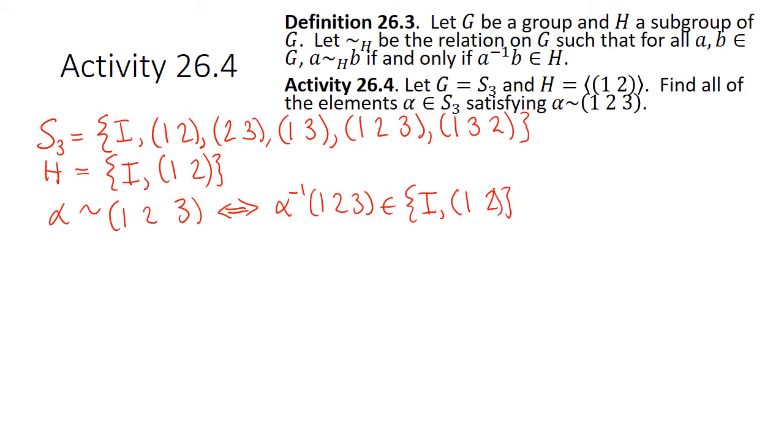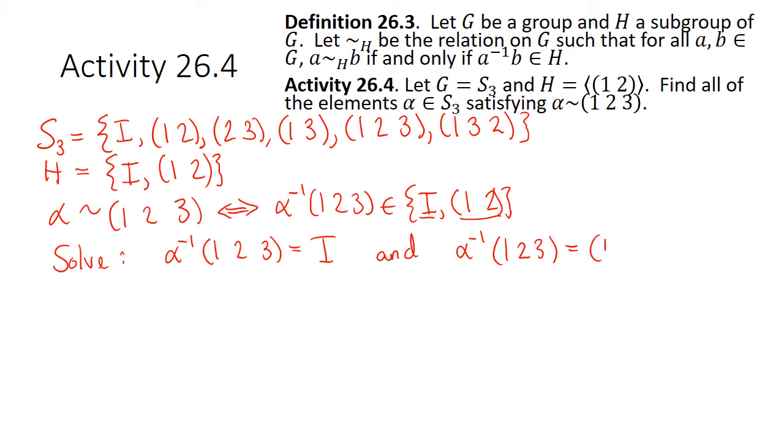Okay, so there's actually only going to be 2 answers here. There's going to be one element alpha that gives us the identity, and one alpha that gives us this cycle (1 2). So we just have to solve these 2 little equations. We need to solve alpha inverse (1 2 3) equals the identity, and alpha inverse (1 2 3) equals this transposition of 1 and 2. Okay?